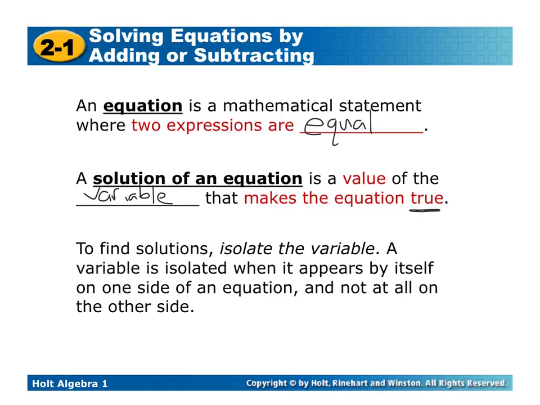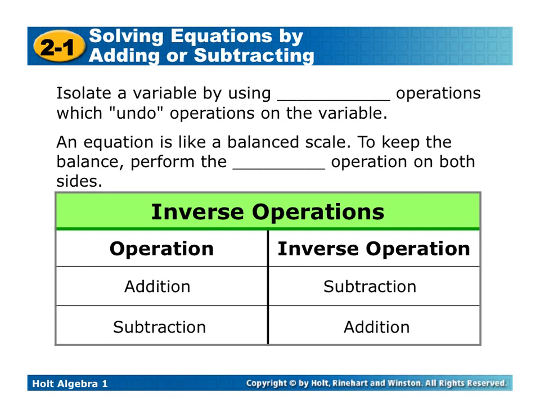And to find solutions, we're going to isolate the variable, and that happens when the variable appears by itself on one side of an equation, and it's not at all on the other side. We isolate a variable by using opposite or inverse operations, which undo operations on the variable.